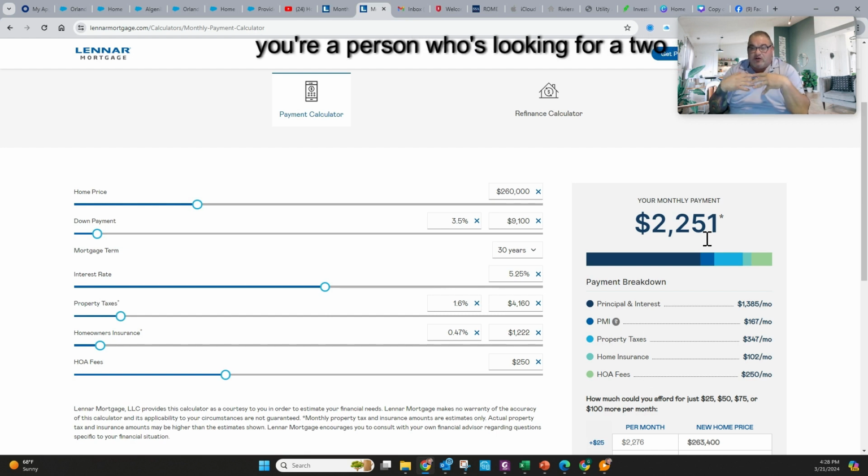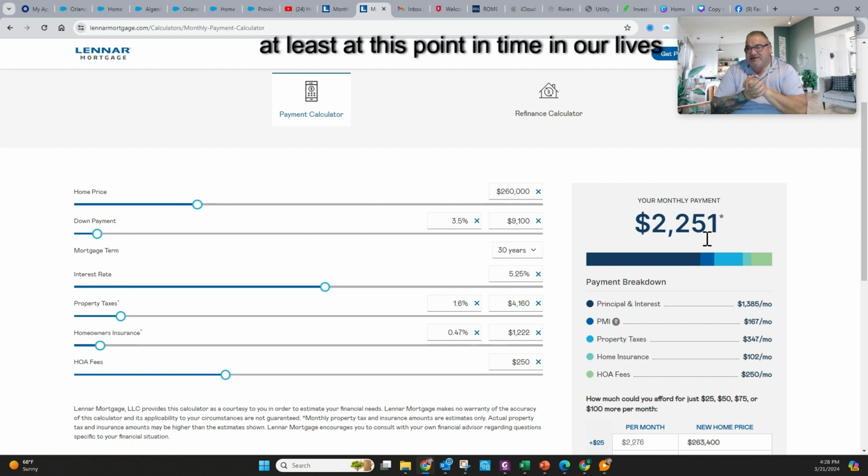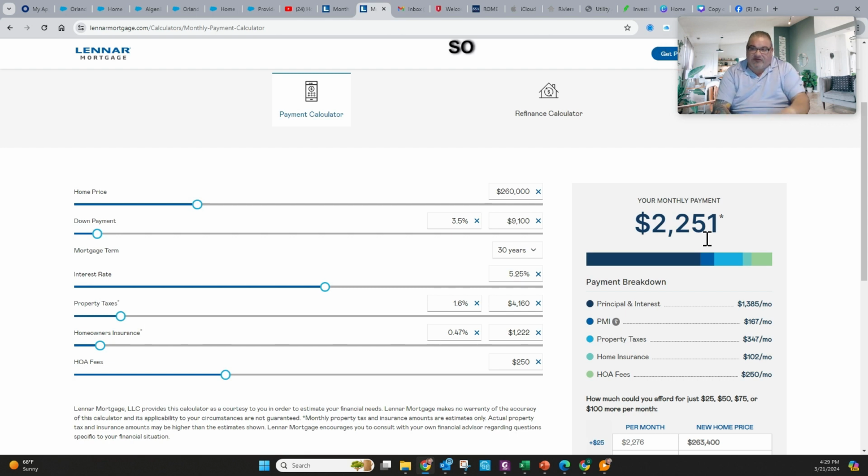So let's say you're a person who's looking for a $2,000 mortgage or under. Unfortunately, those days have kind of passed us by, at least at this point in time. I don't have a crystal ball for the future, but I haven't seen payments under $2,000 in probably about 3 or 4 years, when the rates were at 3% and 2%. So that's going to be really tough. But just in case, that's what a person's looking for.